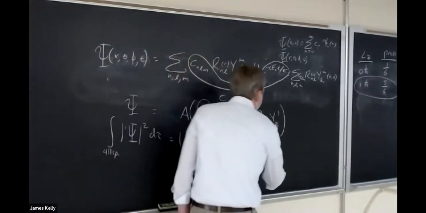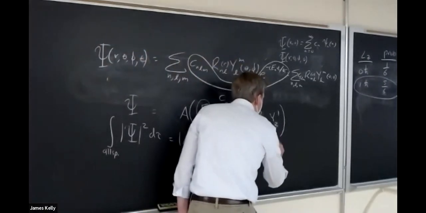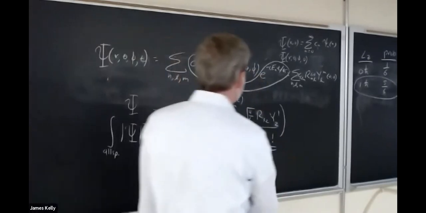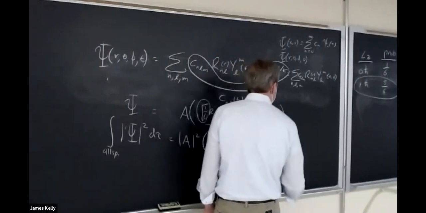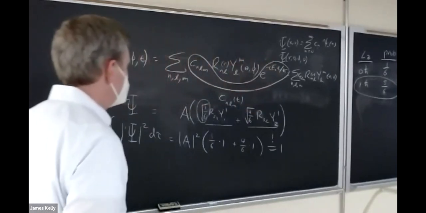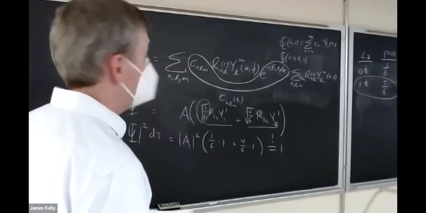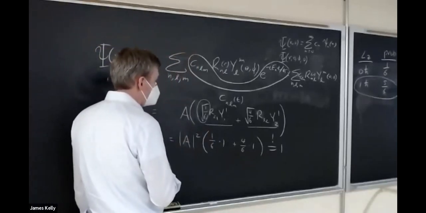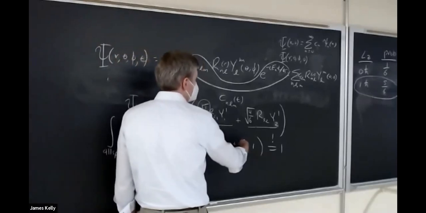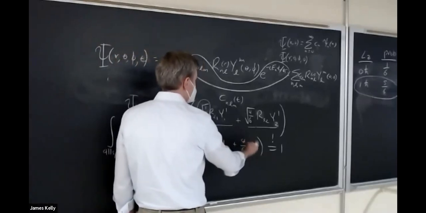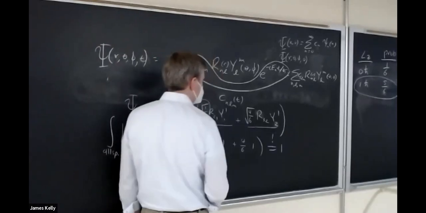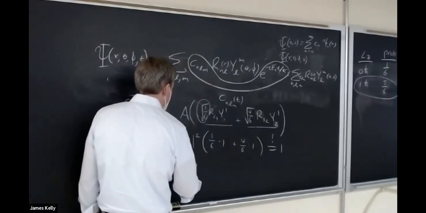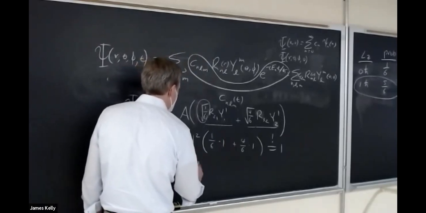Okay? And now I'm going to demand, or assert, that this is going to be equal to 1. I want that to be equal to 1, and now let's solve for what a squared has to be, or what a has to be. So this is 1/6 plus 4/6 is 5/6, and when I invert that onto the other side, I get 6/5, and then I take the square root. So that means a is equal to root 6/5.